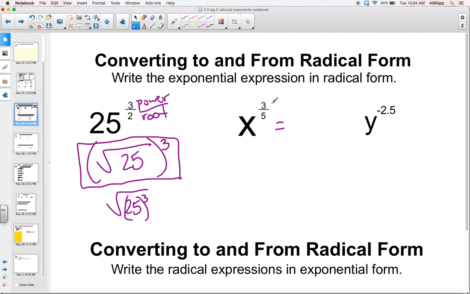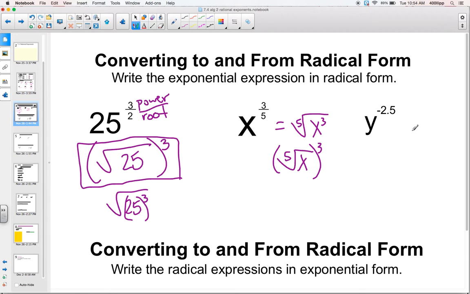Okay, this one here, we have power over root. So the root is a 5. We keep our base of x, and that's cubed, because our power is a 3. This is good, or you can write it like this. Either way is good.